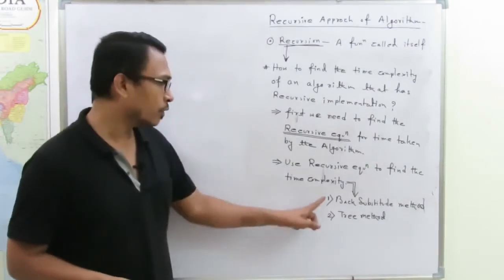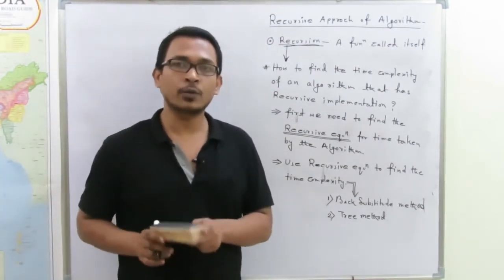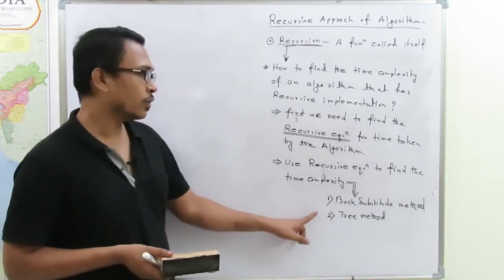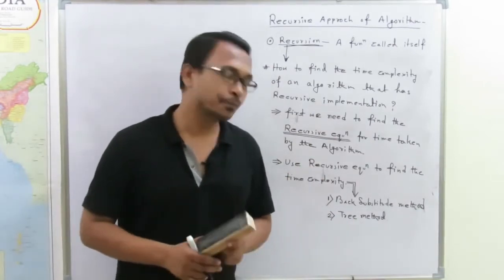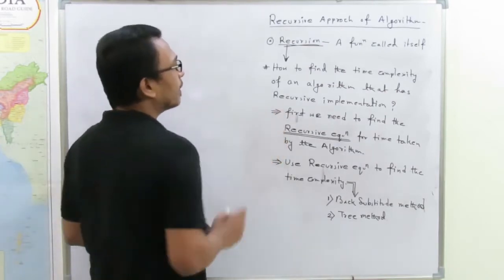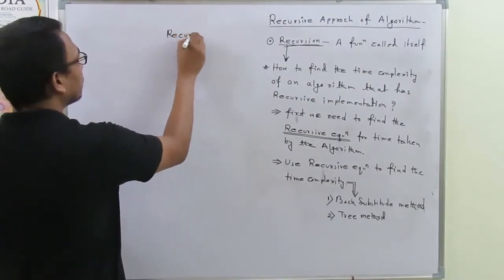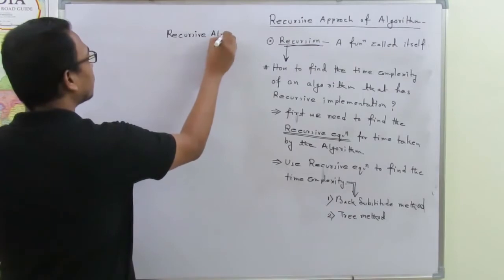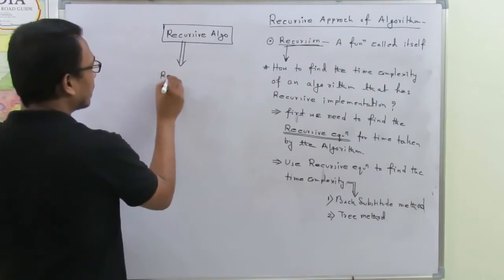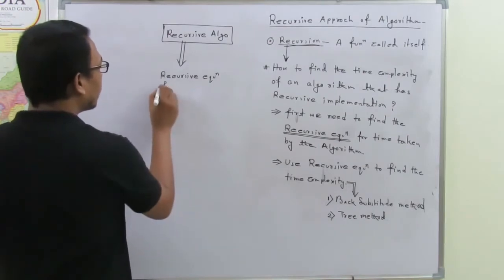We are going to learn both of these two approaches. Whatever you get familiar or easy or comfortable with, you can use that particular method, but I will refer both of these two approaches to learn. Clear? So first step, what we need? First we need to convert the given algorithm. So we have a recursive algorithm, and from this recursive algorithm we need to find the recursive equation for time.